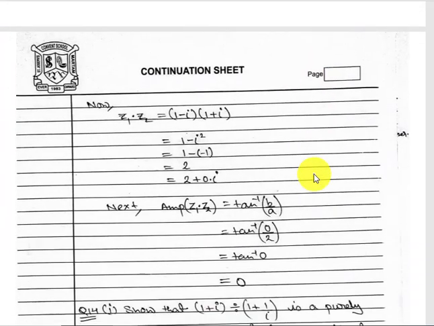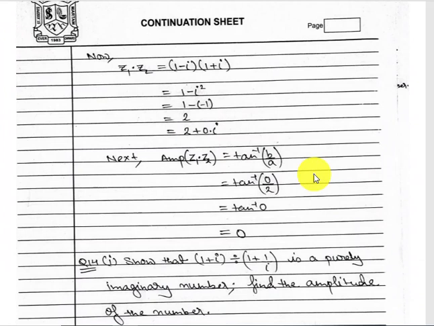Next, we have to find their product, and then we have to find the amplitude of that product. So Z1 into Z2. When I take the product, I get 2. So it's a purely real complex number. In a plus ib form I can write 2 plus 0i. Now I'll have to find the amplitude of this product.